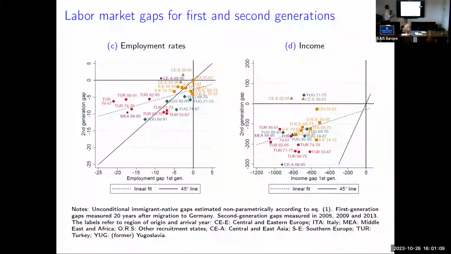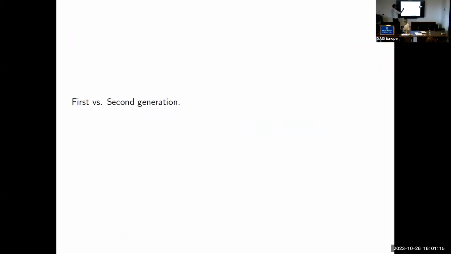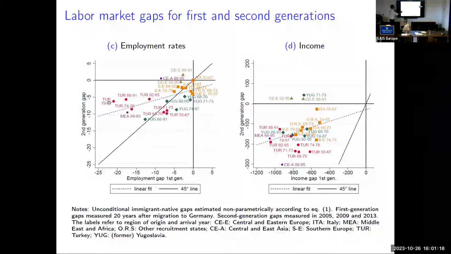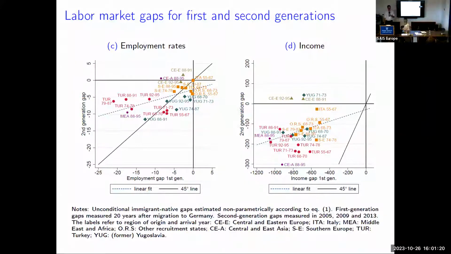For some groups, for example some of these Turkish groups, we had massive employment gaps. And their children now do much better compared to them. However, almost all of these dots are still below the 0 line. So for all of these groups, we still see gaps relative to similarly aged adults. These gaps shrink across generations, but only to some extent.